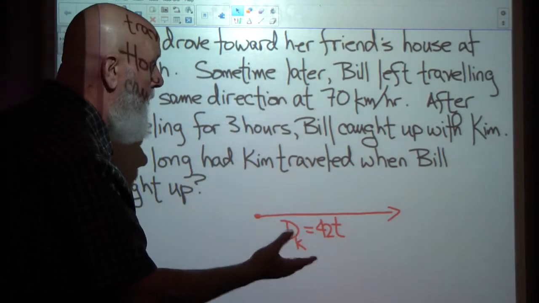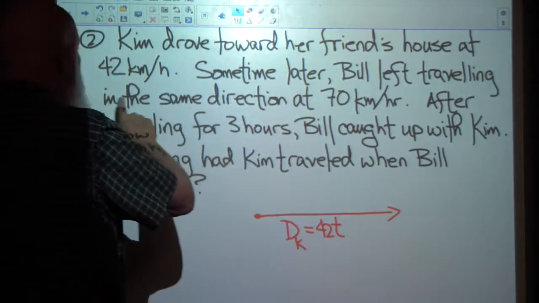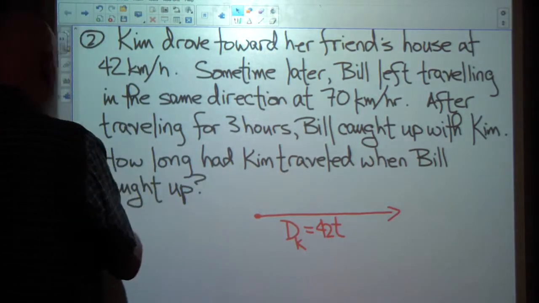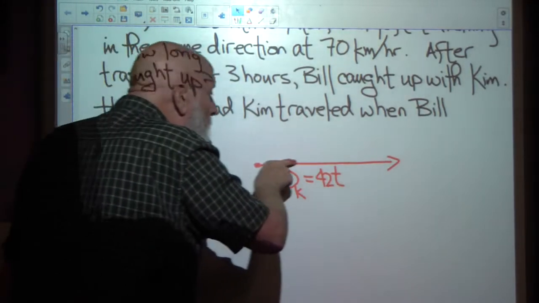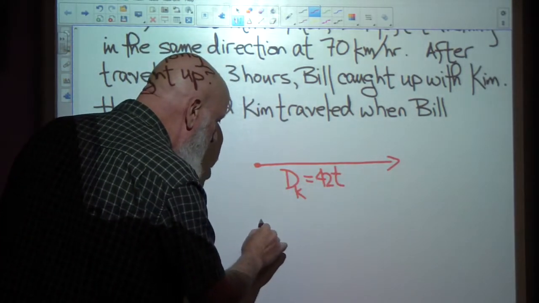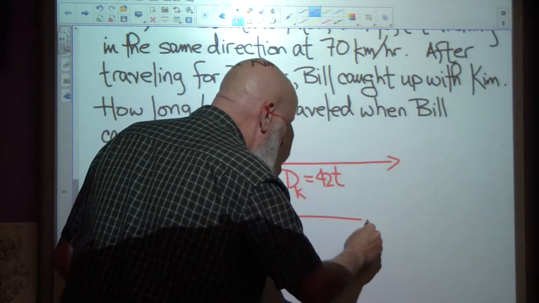Sometime later, so the times aren't going to be the same, Bill left traveling in the same direction, traveling at 70 kilometers an hour. So Bill's going in the same direction. I'm not going to put it right on top there. I'll just draw it down here. But he's right behind her, and he's going 70 kilometers an hour.